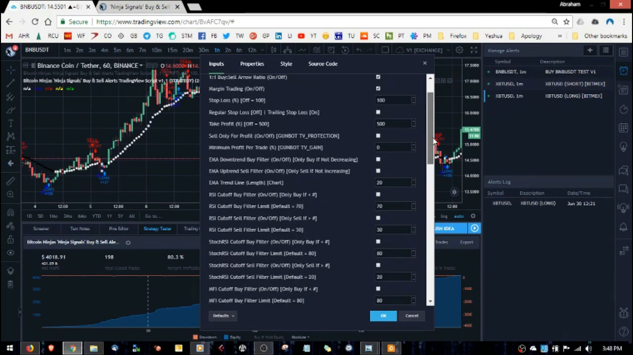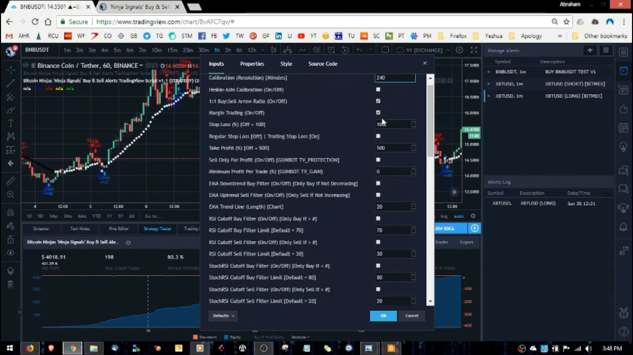And this can be more or less successful with or without the 1-to-1 arrow ratio filter, because obviously if you have that filter on, as you apply buy alert filters, it's also going to then affect when sell alerts come because you have that 1-to-1 arrow ratio filter on. So sometimes it's nice to keep that on and then apply only one filter type, like only buy filters or only sell filters, and then see how results are generated.